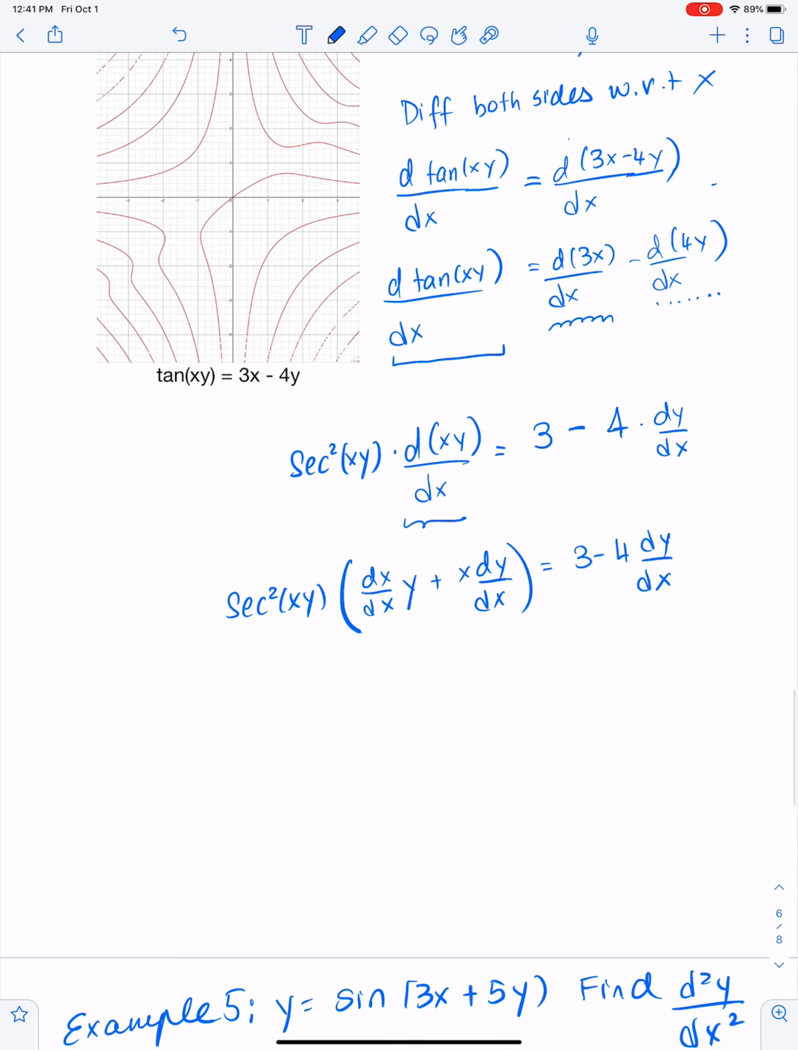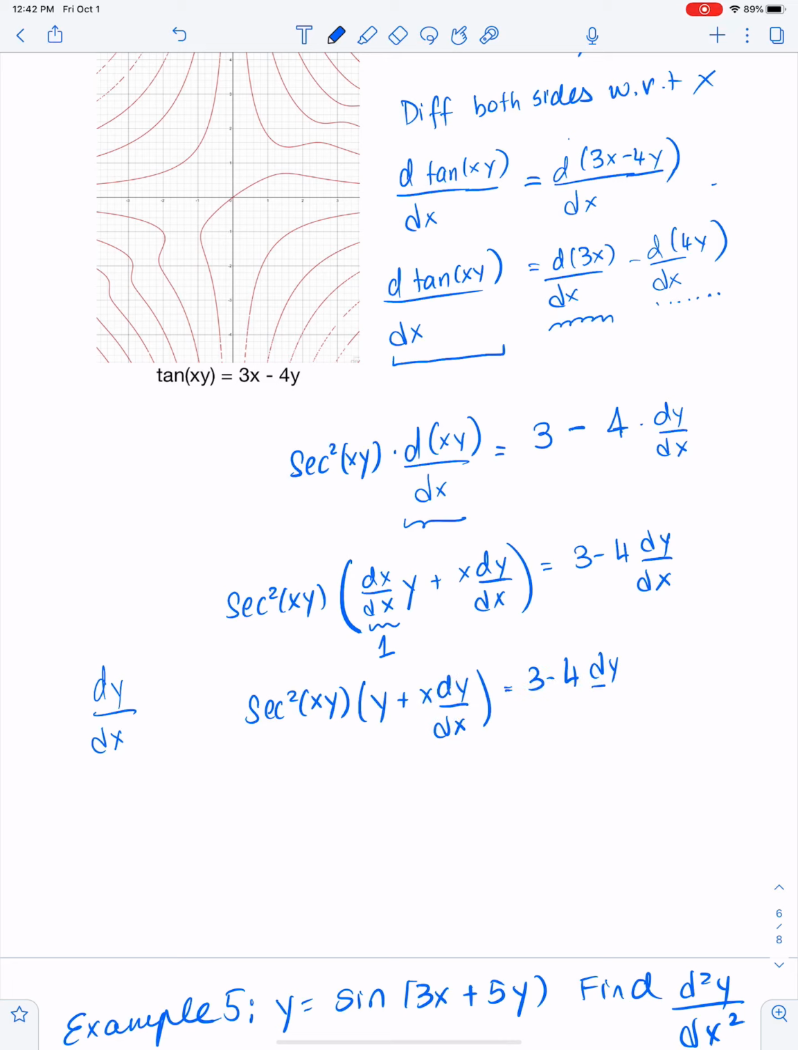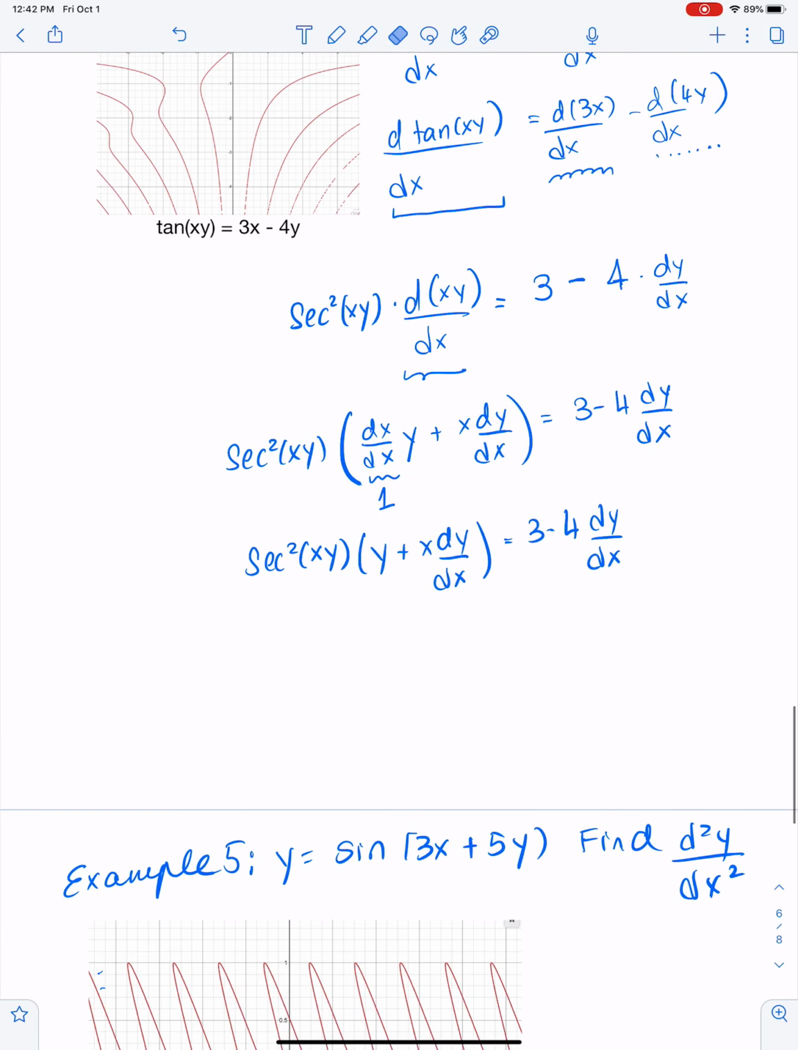Okay, well, there's really nothing to differentiate because it was just x times y. So if you want to ask what's the derivative of y with respect to x, that's just the dy/dx. Okay, what's the derivative of x with respect to x? That's just 1, of course. So you have secant squared xy times y plus x dy/dx, and that is 3 minus 4 dy/dx. Okay, all right. Now distribute and solve for dy/dx.